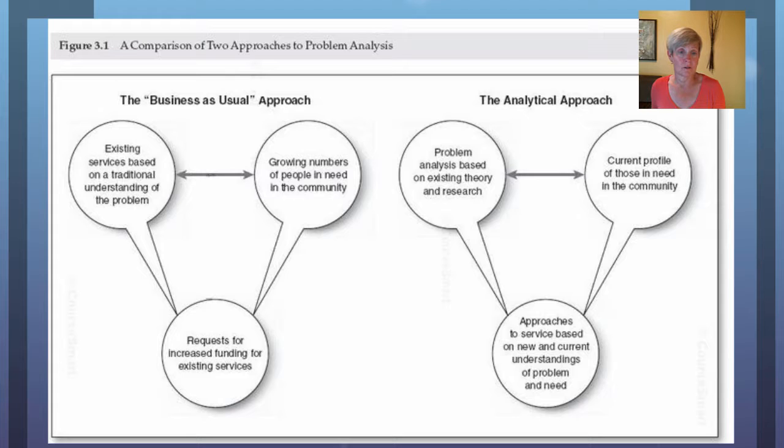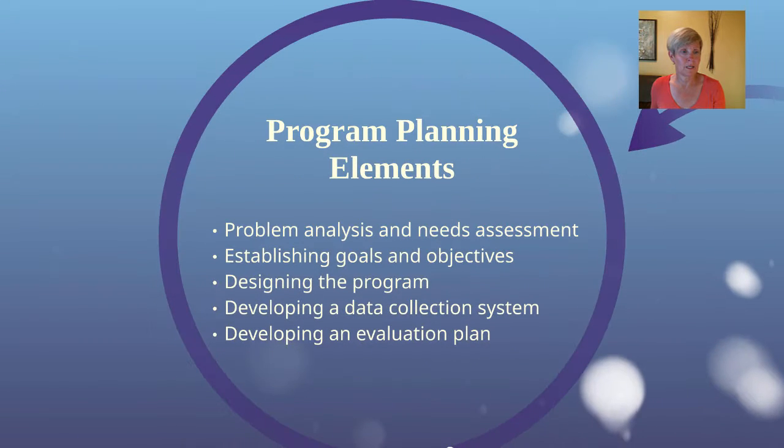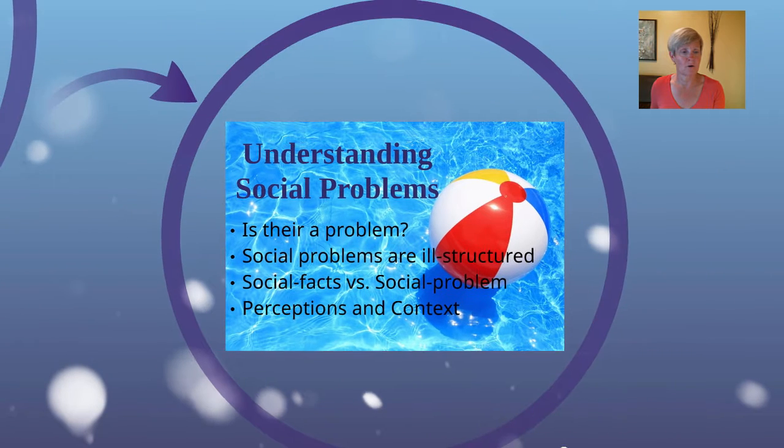And then there's the analytical approach, where we have this current profile of those in need. We're looking at a problem analysis for research, and we develop approaches that are service-based, and sometimes we're willing to cut wood. We're willing to get rid of some of those programs that may in fact not be doing what they're supposed to be doing. The chapter also talks about program planning elements, and I don't need to go over those in too much detail because these are all components that you would have in a program plan, and it details those, and you'll be going through that process in your actual creation of your needs assessment and your program plan.